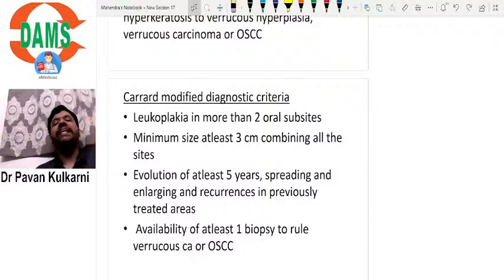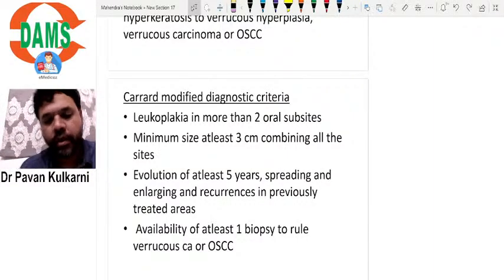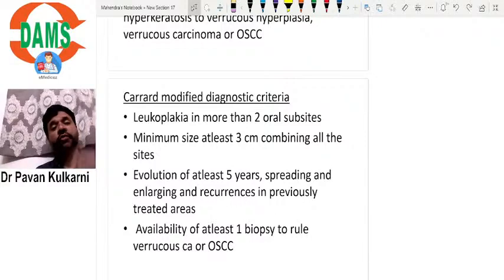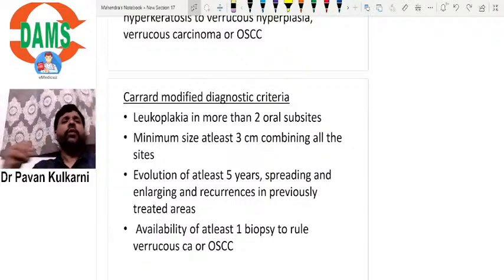Minimum size should be at least 3 centimeter. If I club all the white patches, the size should be at least 3 centimeter. It can be 5, 8 centimeter, but the minimum for the entire clubbing is 3 centimeter. Evolution, as I have discussed, the patient should give you a history of at least 5 years. For example, in 2024 a patient comes to you and tells you that since 2018-19, they have had these white patches and they have increased in size. They have recurred, they have enlarged. That is called evolution. So the evolution period is very important, at least 5 years. That is Gerard's modification of the PVL.